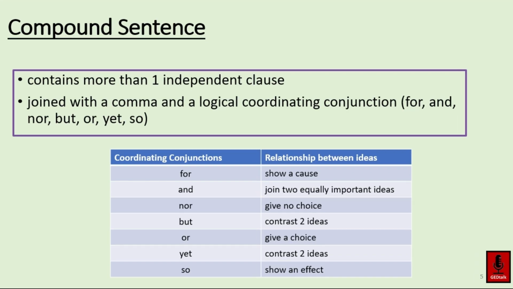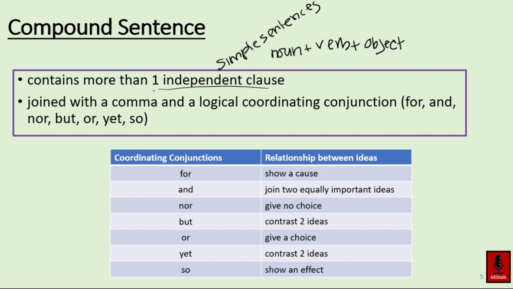Next up, let's look at compound sentences. So a compound sentence contains more than one independent clause. And remember, an independent clause is our simple sentence. And our simple sentence has two definite parts, but because we're adults and we are writing sentences at adult level, we need to make sure not only do we have the noun, the verb, but we're also going to attach that object to the sentence as well.